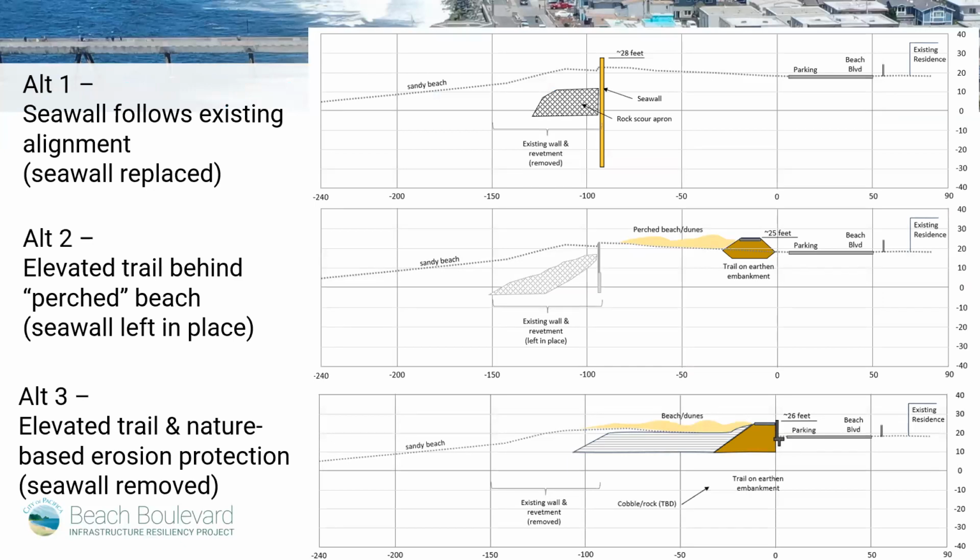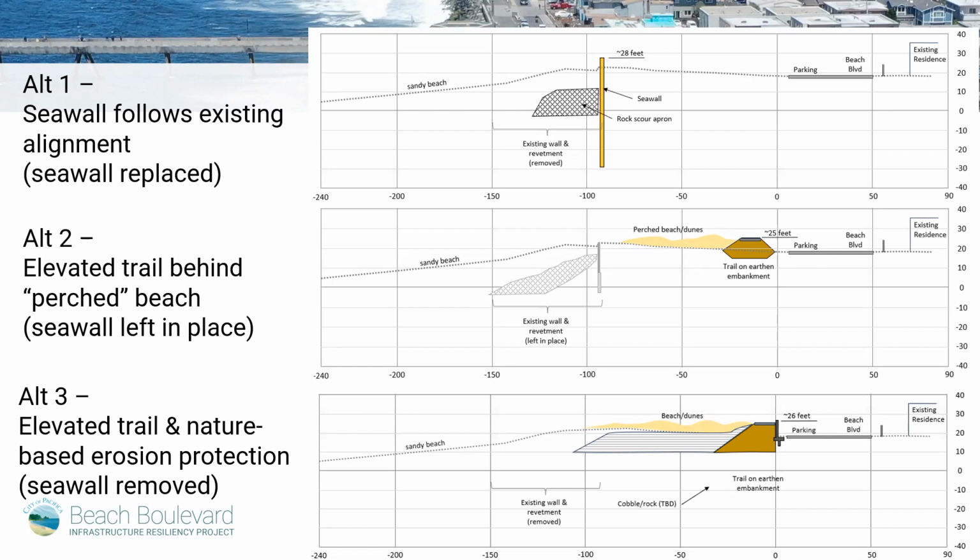So the top is alternative 1, where we have a new wall generally located where the existing wall is. We have rock scour protection in front of that wall, and then we have a sandy beach as well. The height of that wall would be significantly higher than the one today. At the south end, it's about 22 feet. What we're looking at right now is if we put a new wall in that same position to satisfy our design criteria, that wall would be about 28 feet. So an increase of 6 feet, which would obviously further reduce views from pedestrians and vehicles on Beach Boulevard.